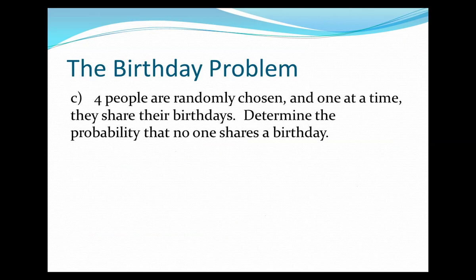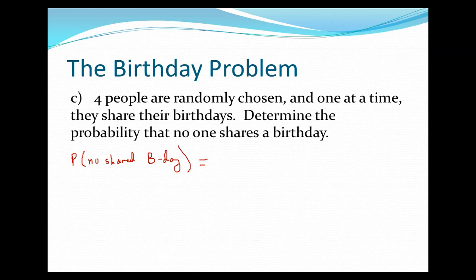In part C, we're going to do this birthday problem for just a group of 4 people. We're going to determine the probability that no one in this group of 4 people shares a birthday. So we're going to find the probability of no shared birthday. I'll just say B day for short. So with these 4 people, we have to think about, if we were to ask these people one at a time for their birthday, the first person's birthday doesn't matter, right?